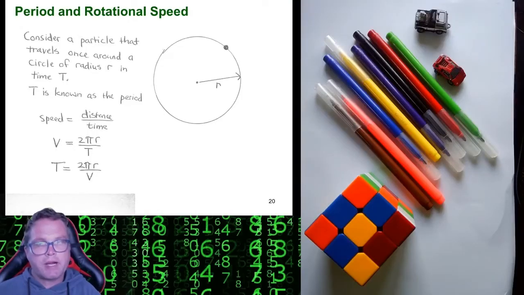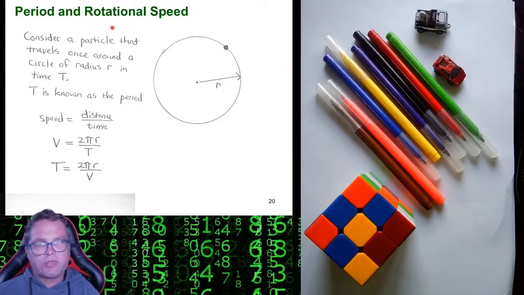We have spoken about uniform circular motion, and now we continue to look further at the concepts of period and rotational speed. It says, consider a particle that travels once around a circle of radius r in time t. So we're thinking about the time taken for a particle to move in one complete circle and return to its starting point. The circle has radius r. This time t for one complete cycle is known as the period.